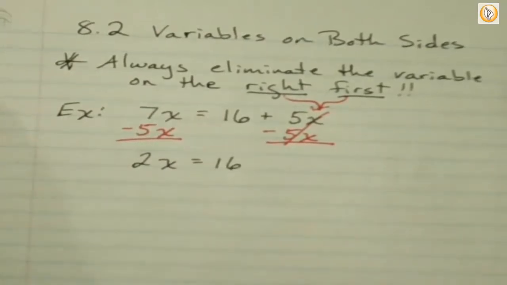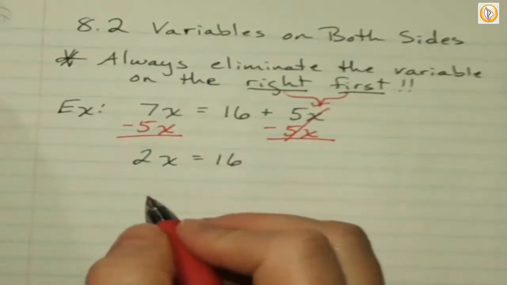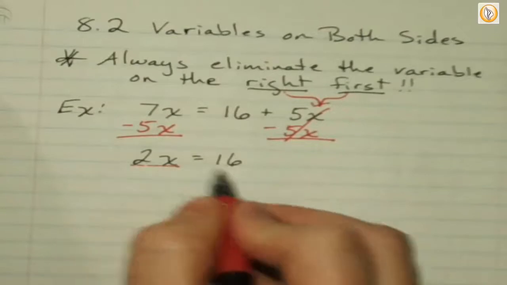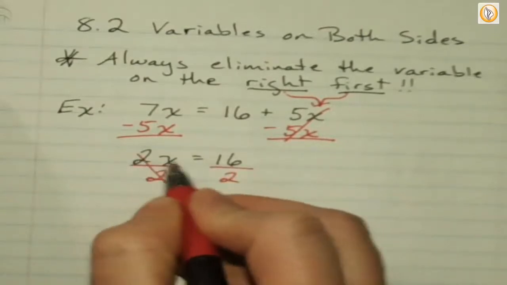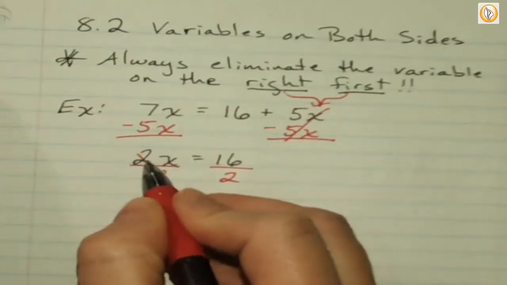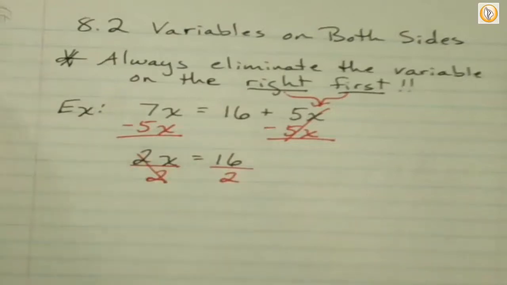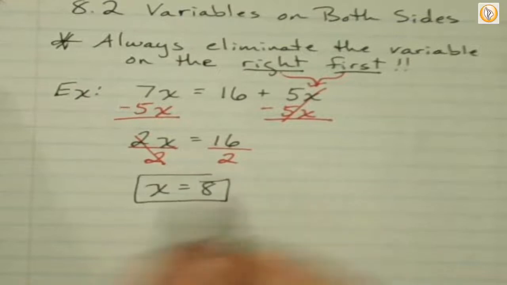Kelly, what do I do now? Now you do intruder alert and divide 16 by 2. That's right. Divide both sides by 2. Since we're multiplying the 2 and the x and we want to get the x all by itself and get rid of the 2, we divide both sides. And we have x equals 8. That's what you're doing today.